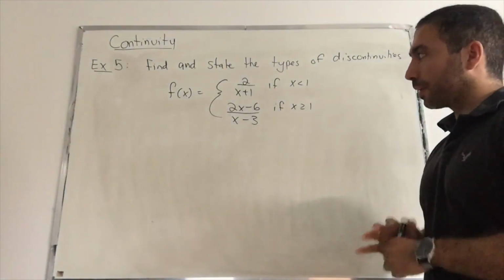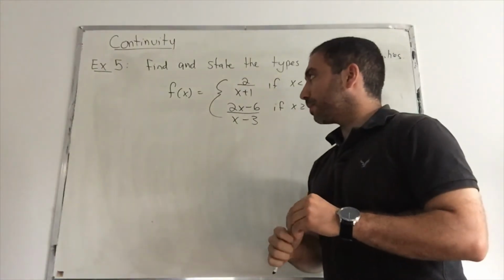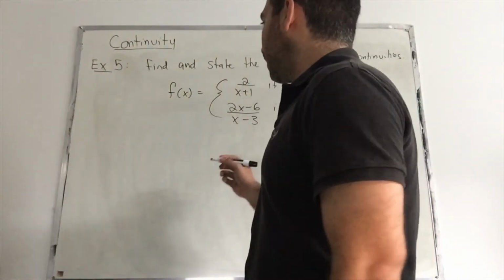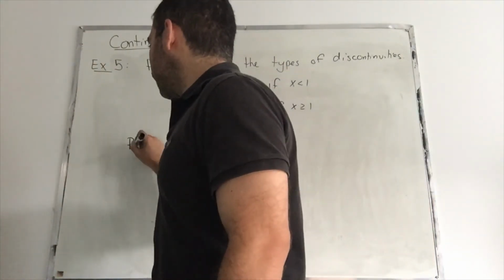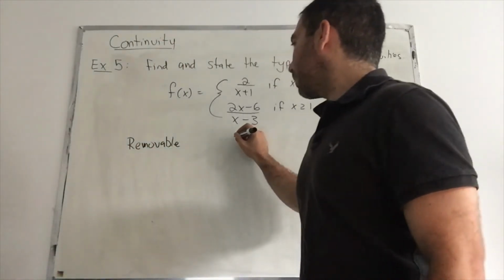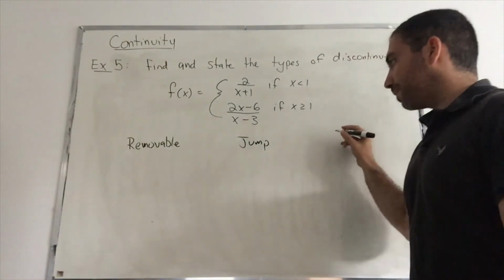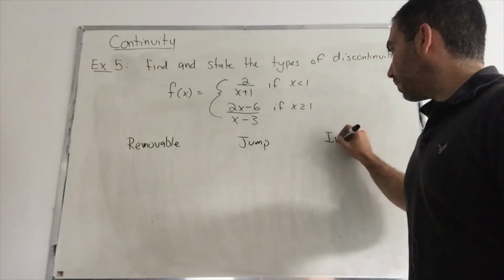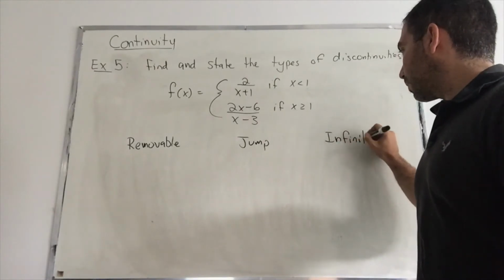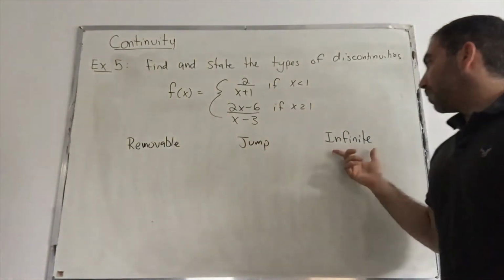So here's a little trick to keep in mind how to know which one's which. So remember, our 3 types are removable discontinuity, we have jump, and then we have infinite. Really the 2 difficult ones to distinguish are removable and infinite.